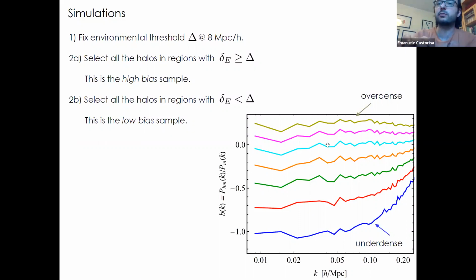But of course, it's important to notice that the bias is flat and 0 only on very large scales, because as in our example before on classical mechanics, when you go to small scales, you start to see that these regions are actually not homogeneous and the clustering is not 0.